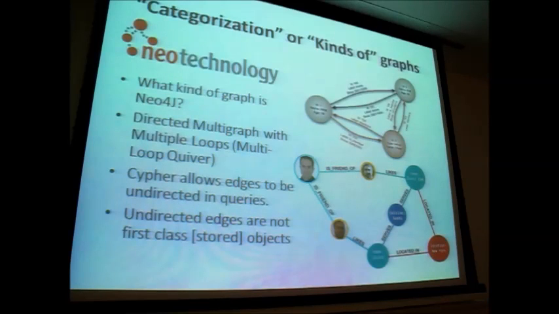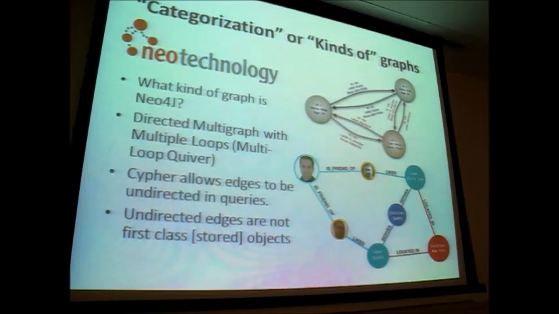So I guess, what is Neo? If you think about it, when you're working with Neo, what are you dealing with? Well, what you're actually dealing with is a directed multigraph with multiple loops, or you could call it a multi-loop quiver. Cypher actually allows you to query in multiple directions. So really, Cypher creates the ability to have undirected graphs.